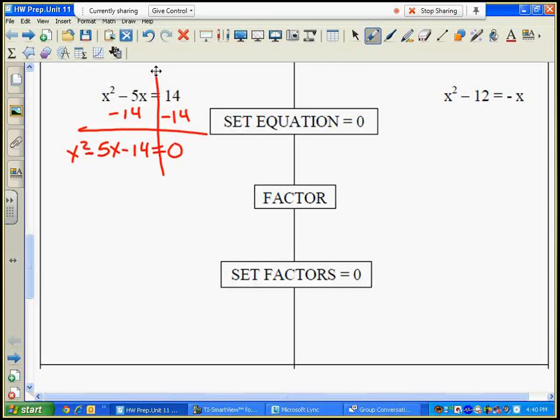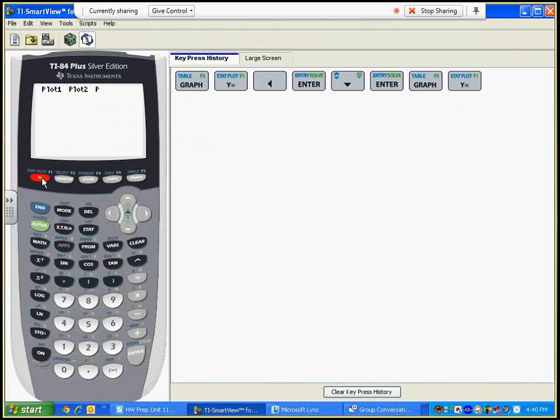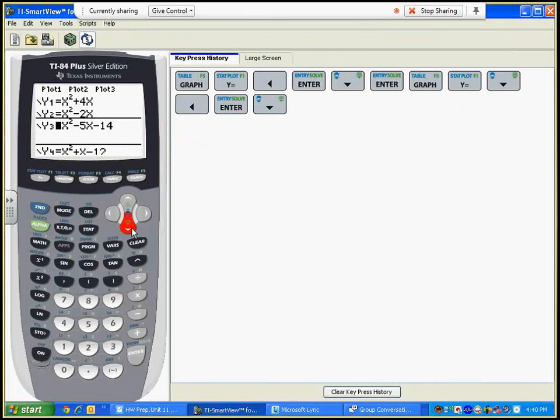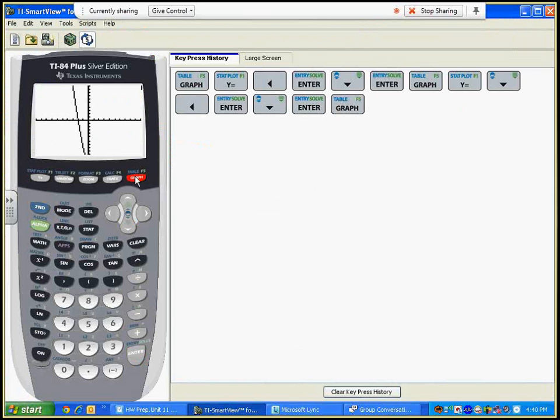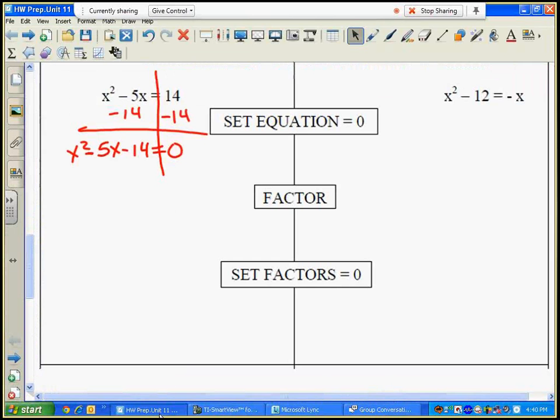Now before we keep going, let's just take a little sneak peek. Let's take a look at our calculator, and let's see what the answer should be. So we got x squared minus 5x minus 14. We graph it. It's telling us that our answer should be, according to our roots here, -2 and count over 4, 5, 6, 7. So -2 and 7 should be our answers. Let's see if that's true.